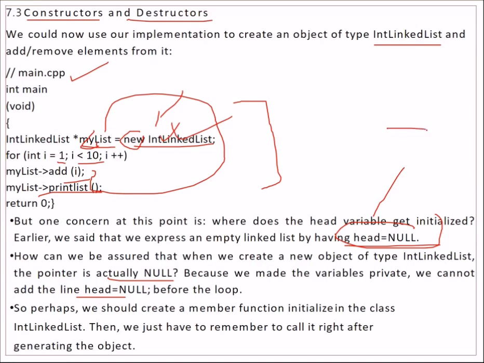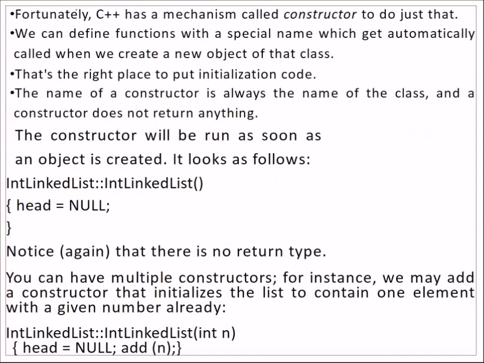But despite all this discussion, there is a simple solution to this. C++ has a mechanism called a constructor to do just that. We can define functions with a special name which will automatically be invoked when we create a new object of the class. So that is the right place to initialize. The name of the constructor will be the name of the class, exactly the same, and a constructor is not going to return anything. This is very important. A constructor will not return anything, and it will run as soon as we create an object.